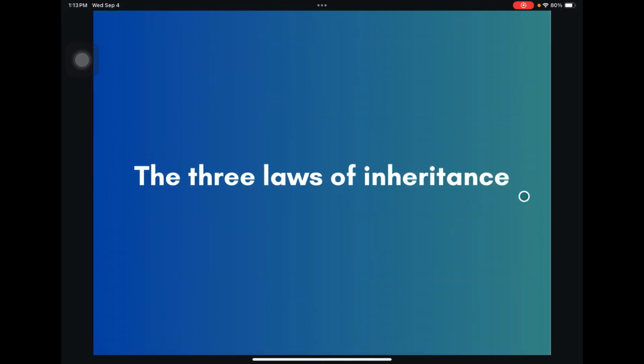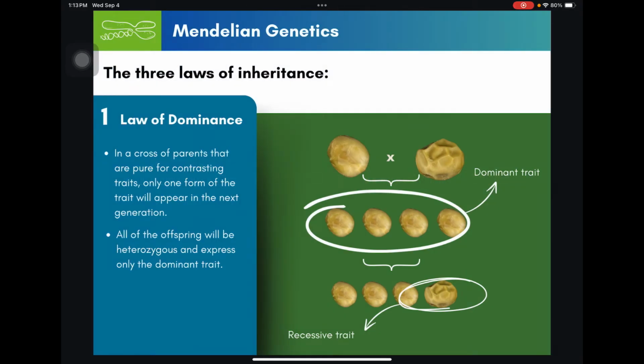Now, what are the three laws of inheritance? These three laws of inheritance are very important to consider, especially here in Mendelian Genetics, because they technically hold the keys for some explanations regarding inheriting characteristics from parent to offspring. Law number one is the law of dominance.